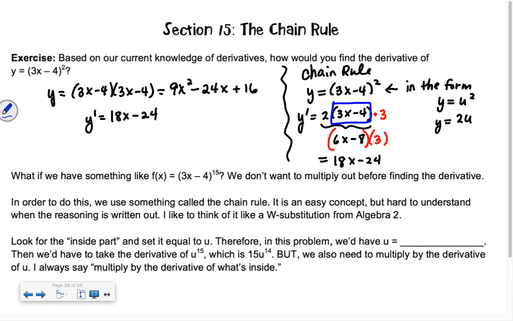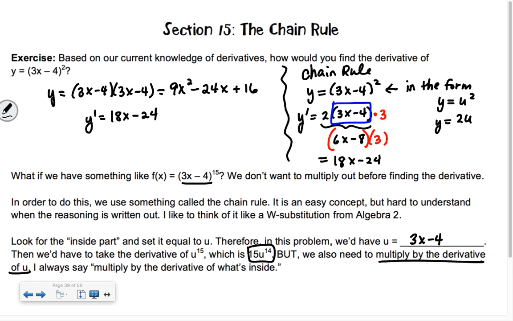And the reason that we do this, so I guess it says look for the inside part and set it equal to u. So therefore in this problem, we would have u equals 3x minus 4. Then we'd have to take the derivative of u to the 15th, which is 15u to the 14. But we also need to multiply by the derivative of u. So I always say multiply by the derivative of what's inside. So it's always like an invisible parenthesis or a parenthesis, okay?